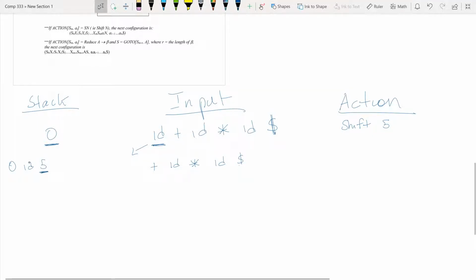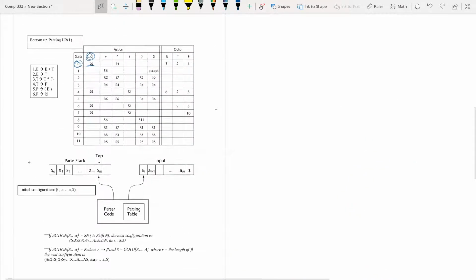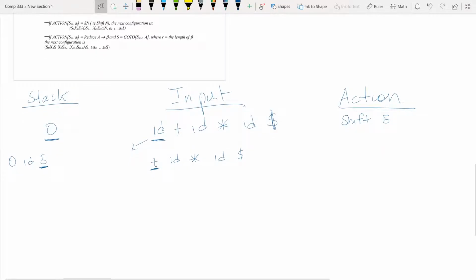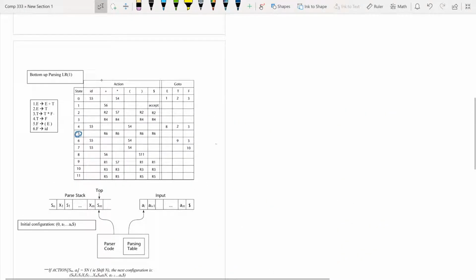Now we're going to look at 5 and ID in the big table. Wait, did I do that right? 5 and plus, sorry. Looking at 5 and plus, we get R6. In the big table, if you ever get a blank space, that's an error in the compiler. So if there's nothing for it to do, the compiler automatically knows there's an error. But right now we have 5 and plus, so we got R6.